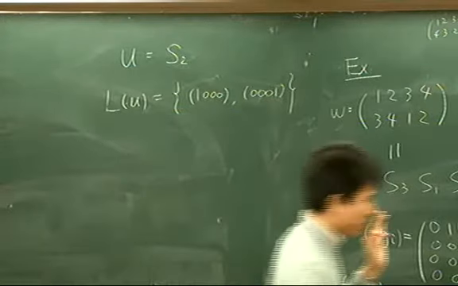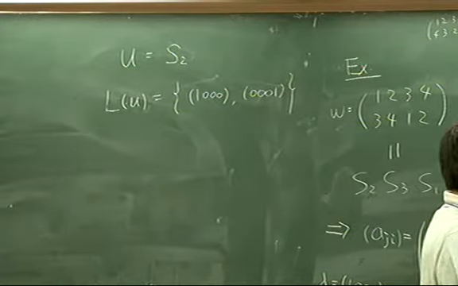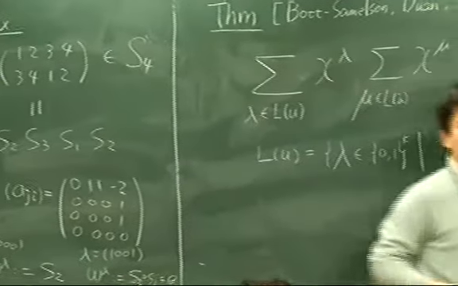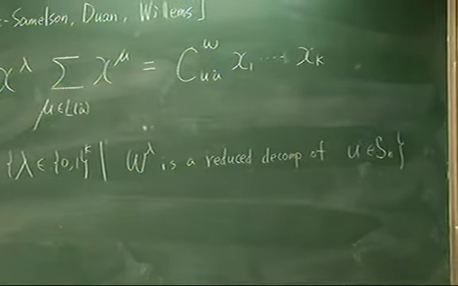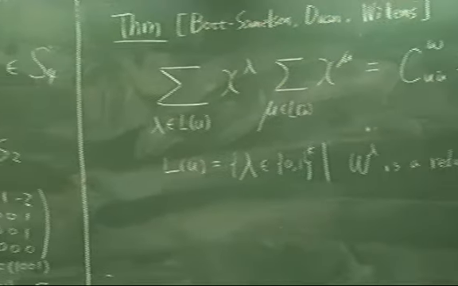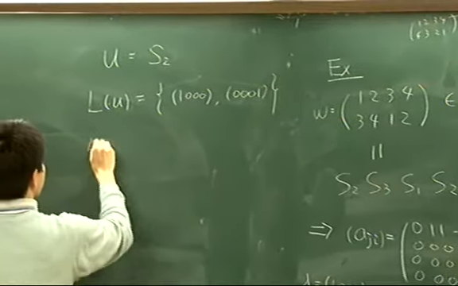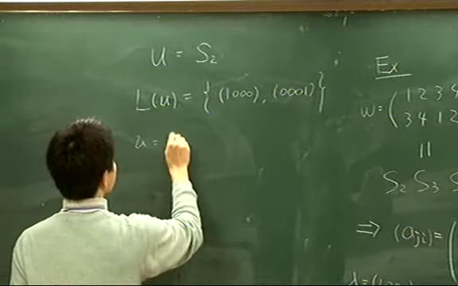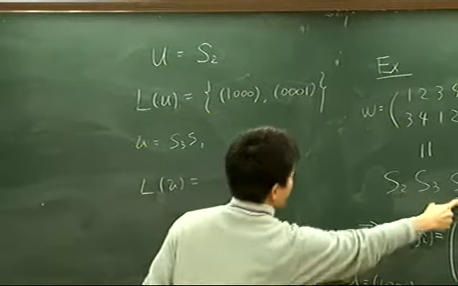And what is the reduced decomposition? A reduced decomposition is a minimal way to decompose some element of the symmetric group into simple transpositions, with no redundant relation. For example, if V is S3 S1, then V is here.